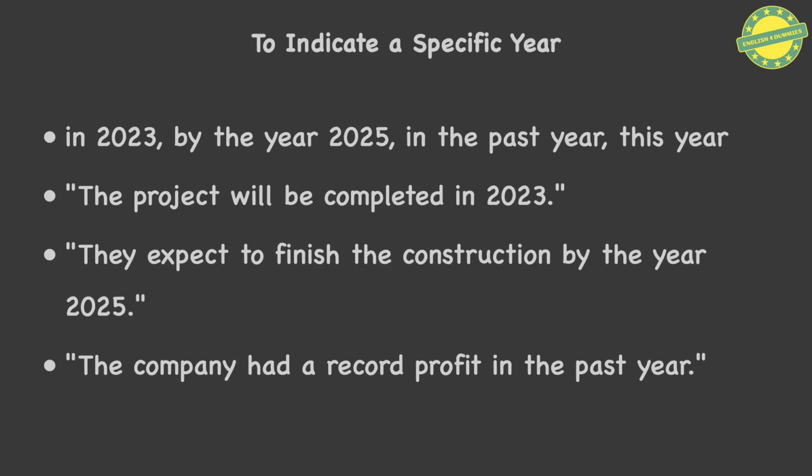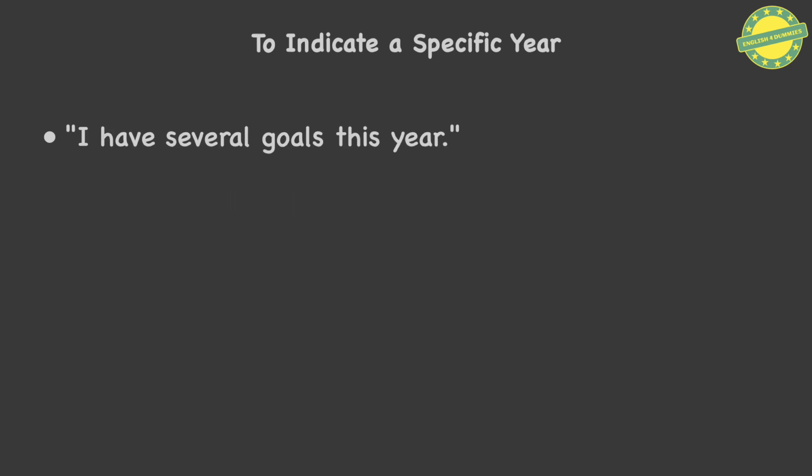To indicate a specific year: in 2023, by the year 2025, in the past year, this year. The project will be completed in 2023. They expect to finish the construction by the year 2025. The company had a record profit in the past year. I have several goals this year.